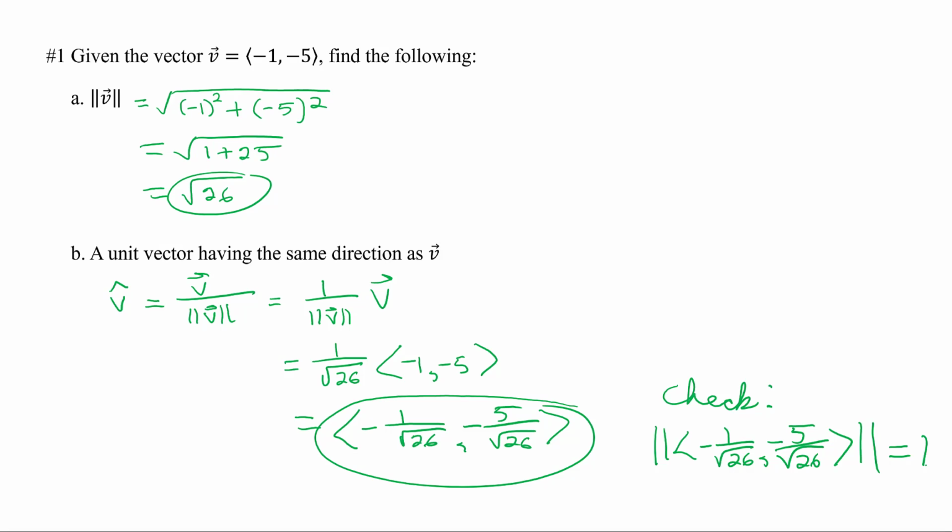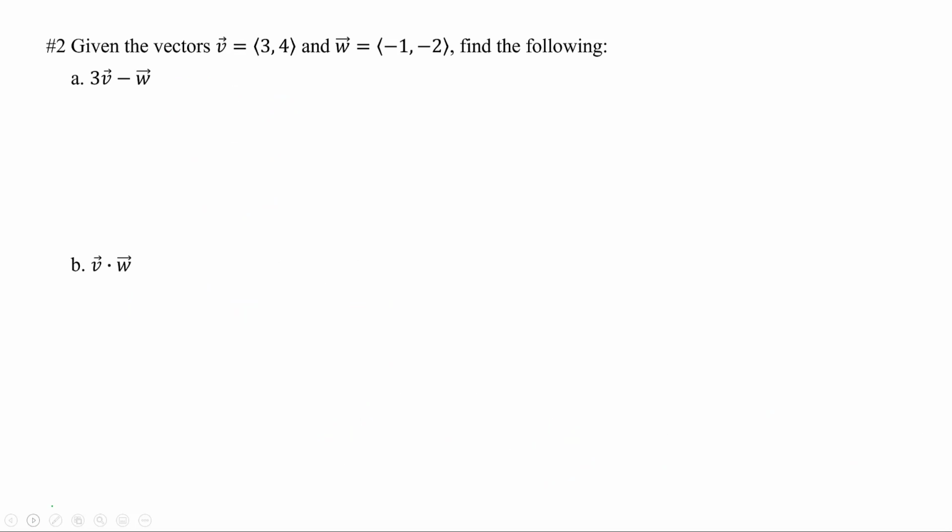All right, so let's go on to our next problem here. In the next problem, number 2, we're given two vectors, v equals 3, 4, and w equals -1, -2. We start by finding 3v minus w, which I'm going to think of as 3 times the vector v, the vector 3, 4, plus a -1 times the vector w, which is -1, -2.